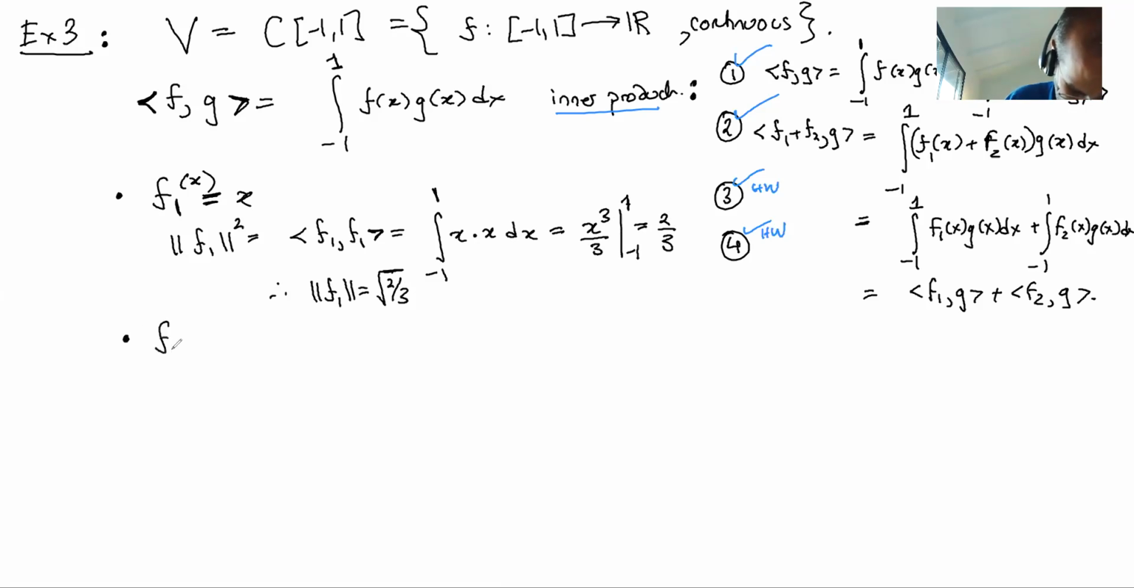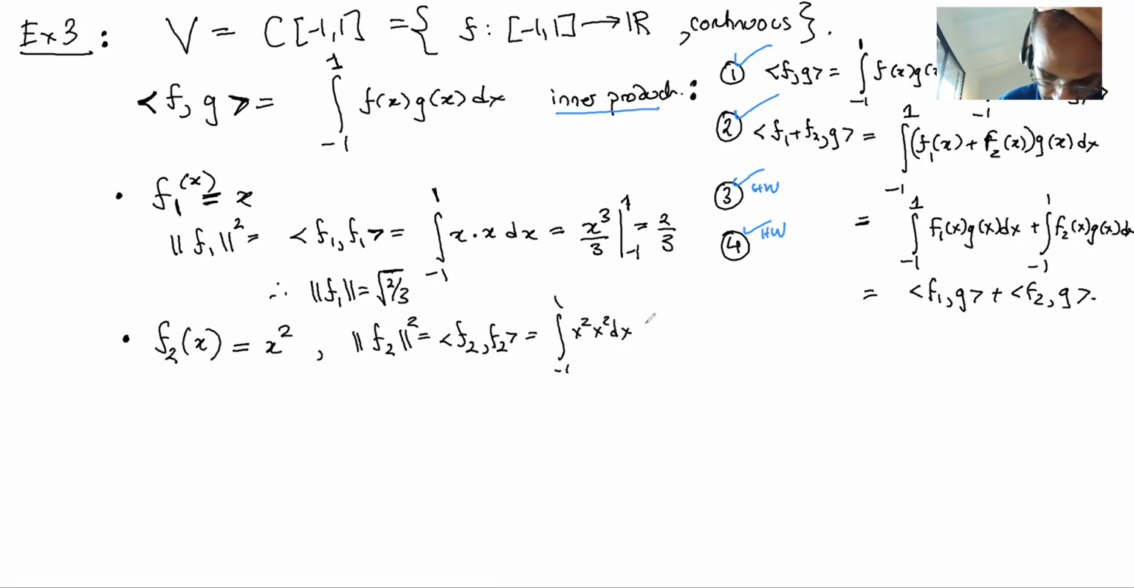Okay, so let's get another vector in the space, f2(x). This is going to be the function x squared. It's a continuous function on the interval. That's all that's required here. Let's compute its norm. This is going to be the integral of x to the 4 dx from -1 to 1, which is x to the 5 over 5, from -1 to 1, which is 2/5. And so the norm of this vector is the square root of 2/5.